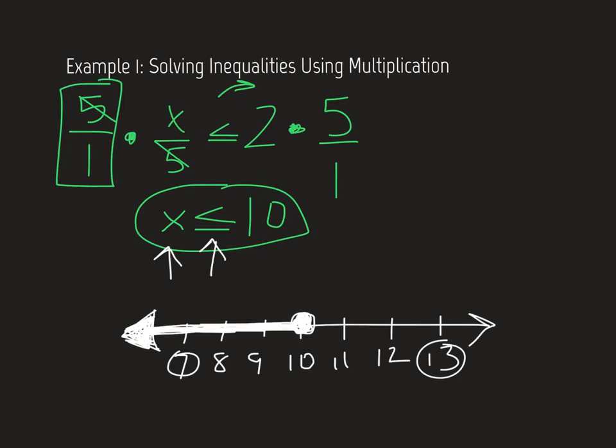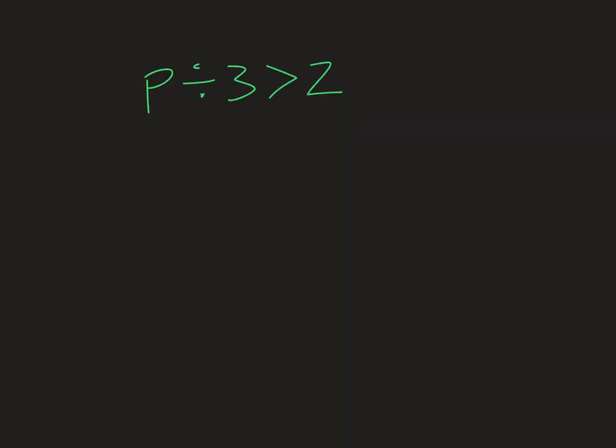Let's try one more. P divided by 3 is greater than 2. And as I've told you before, if you set it up like this, it's just a little bit easier to see that you use that reverse or inverse operation. So I've got division. I'm going to multiply it by its inverse. Technically it's 1/3, so I'm going to flip it over. It's 3 over 1 now. That gets rid of that, and I'm left with P.